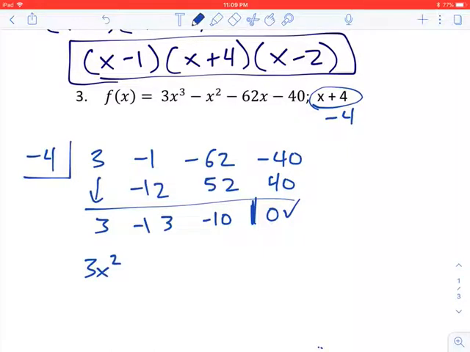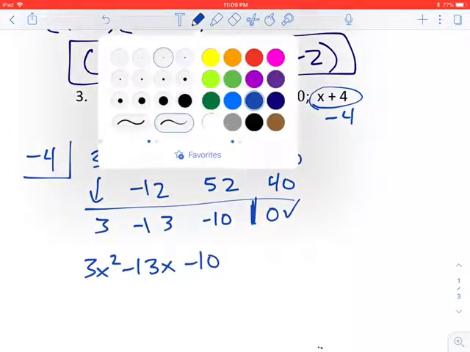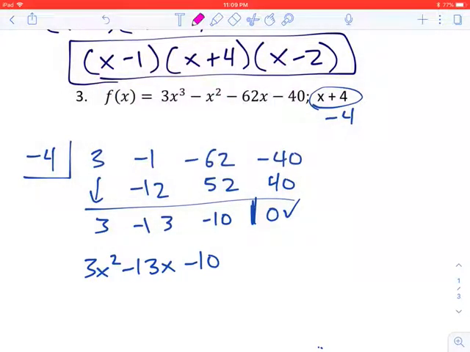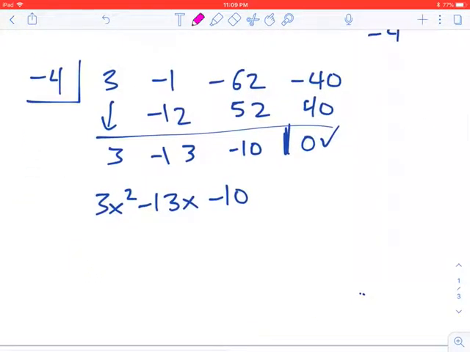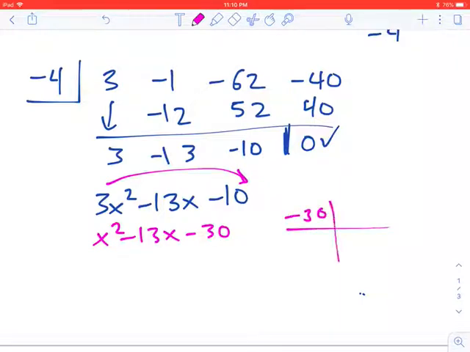3x squared minus 13x minus 10. So in this case, we haven't done this in a while. Can't just factor this with x and x. I've got to do the slide rule. So that becomes x squared minus 13x minus 3 times 10 is 30. Now we do the same thing. Slide rule. Slide, divide, slide. So negative 30 to give me negative 13. That's going to be 3 and 10.